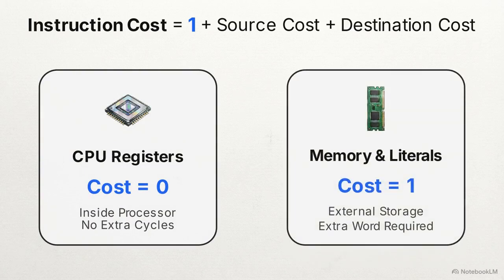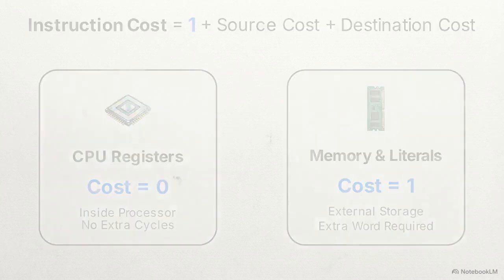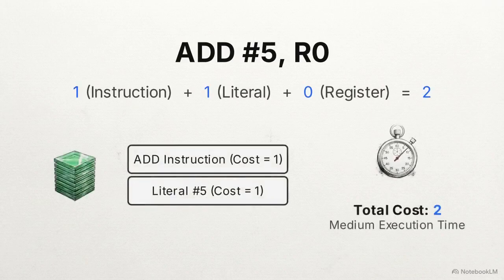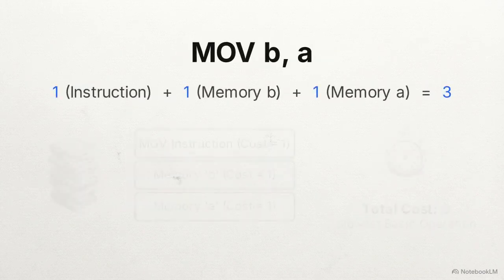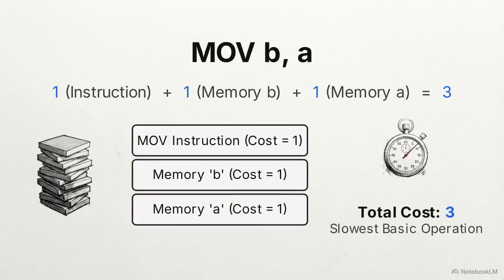External memory locations and hard-coded literals carry an addressing cost of 1. These require an additional word in the instruction, increasing its length. Adding a literal to a register, such as add #5, R0, results in a cost of 2. This represents 1 for the instruction and 1 for the literal value. A memory-to-memory move, like MOV B, is the most expensive basic operation, with a total cost of 3.